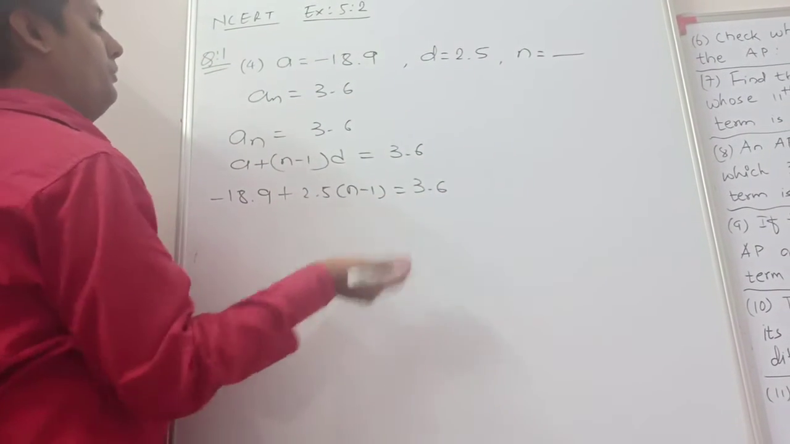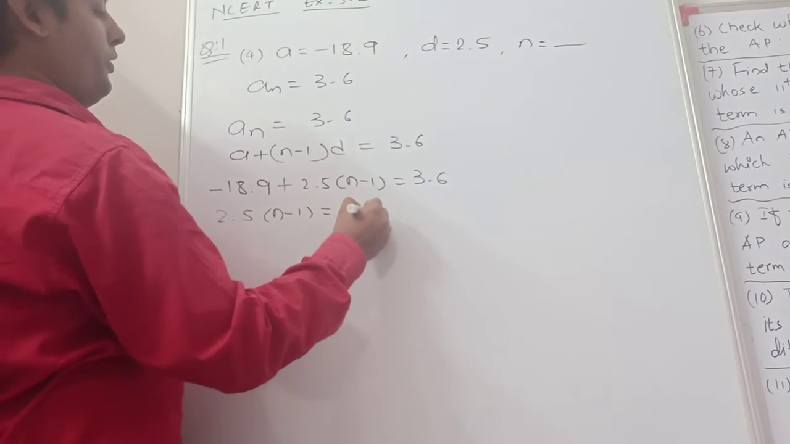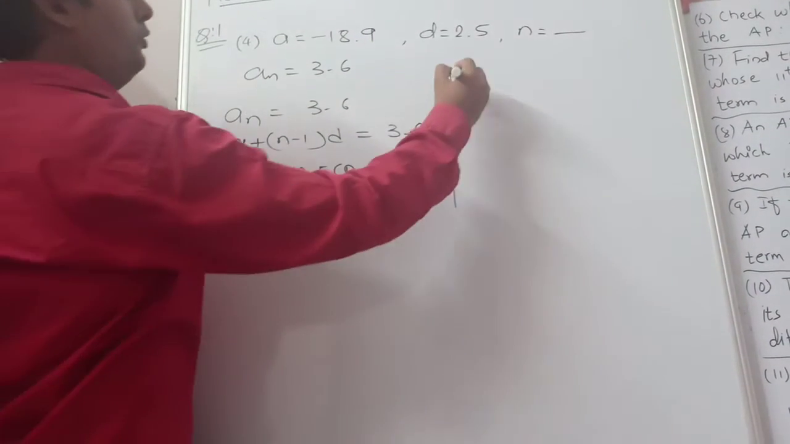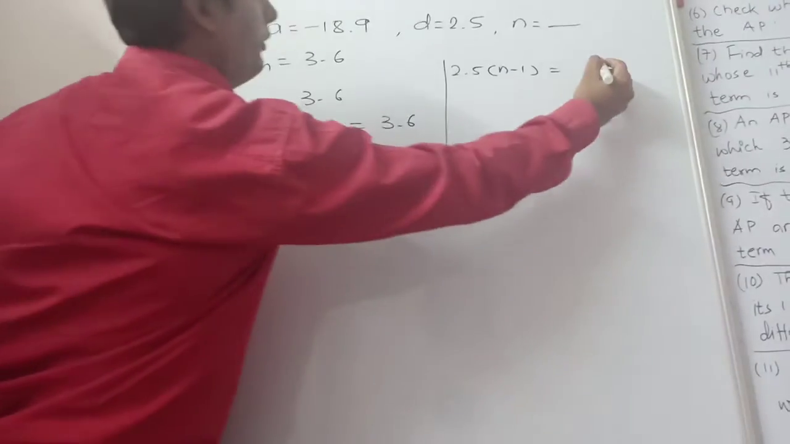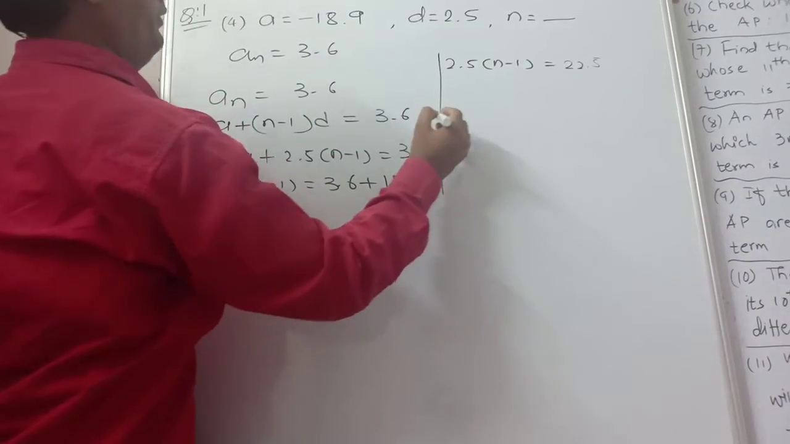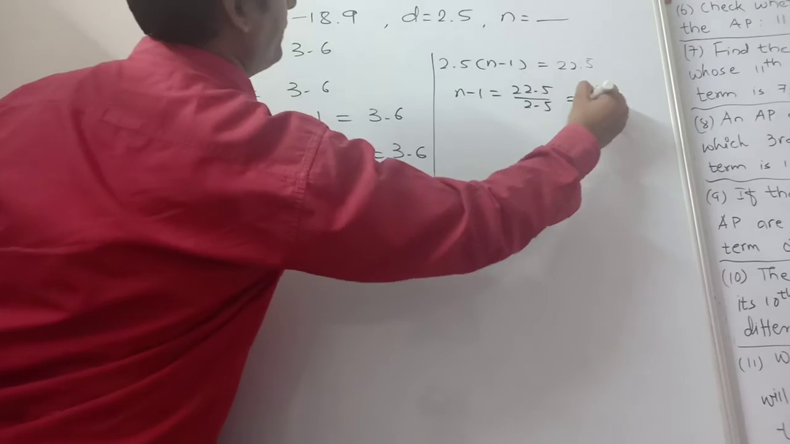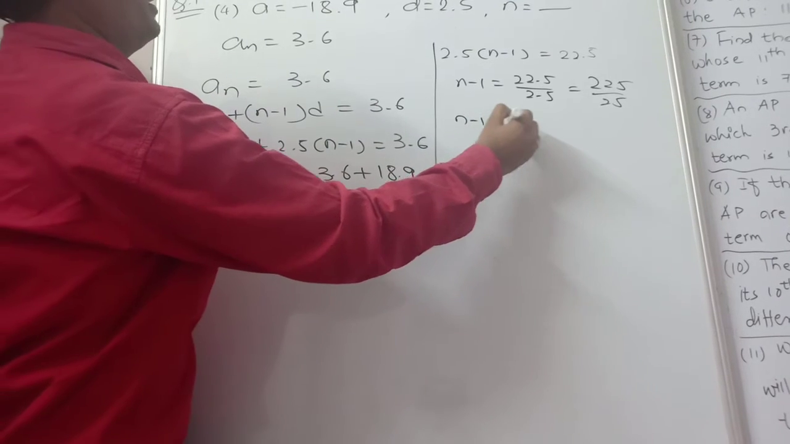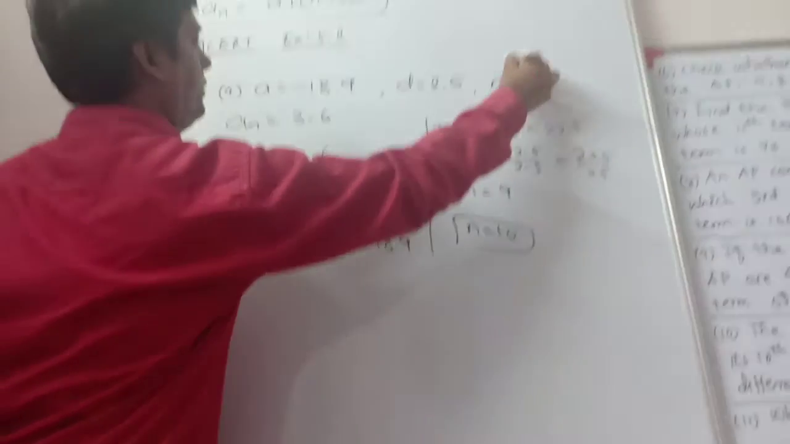This term goes inside and becomes positive. So 2.5 into n minus 1 is equal to 3.6 plus 18.9, which is 22.5. So n minus 1 is equal to 22.5 divided by 2.5, that means 225 by 25. So n minus 1 is equal to 9, so n is equal to 10. So we got n is equal to 10. Clear?